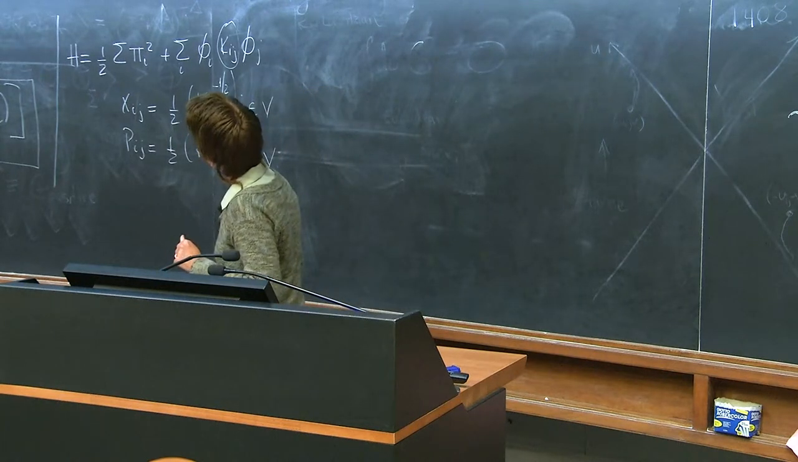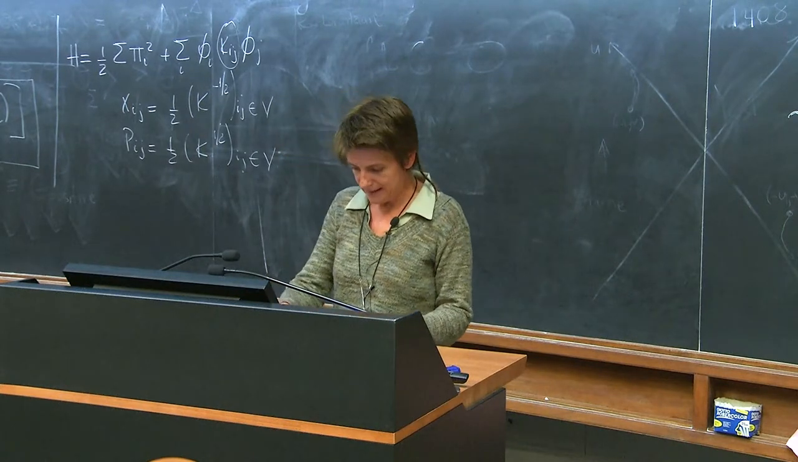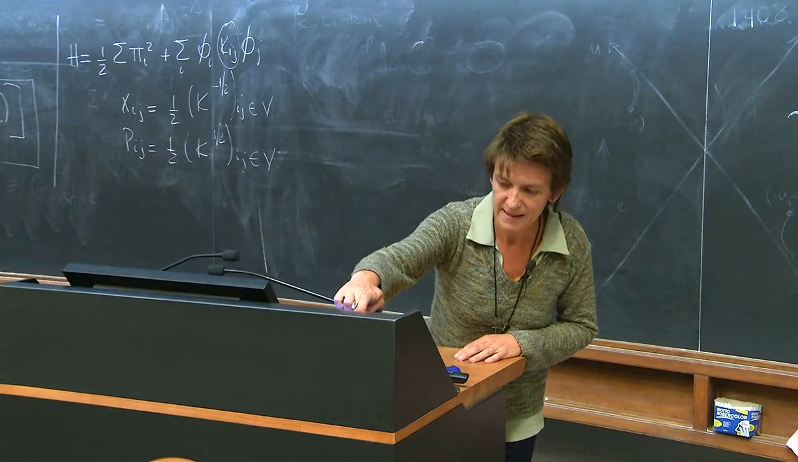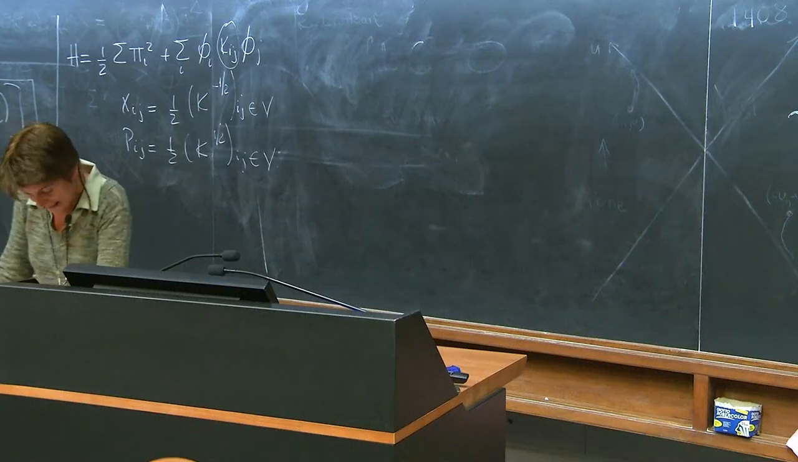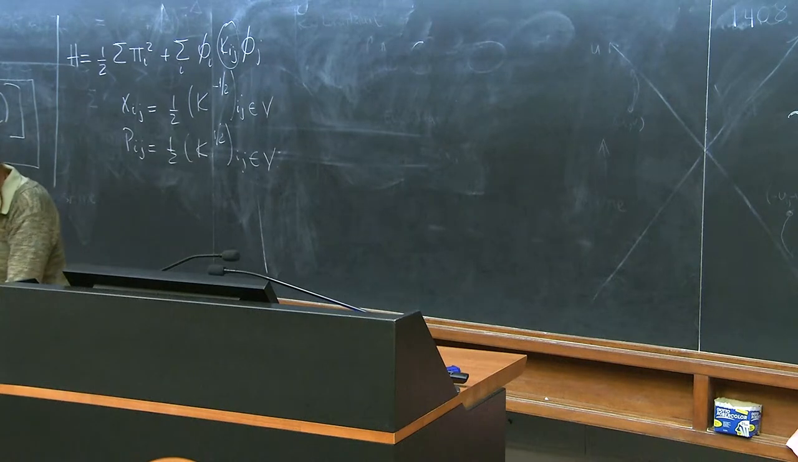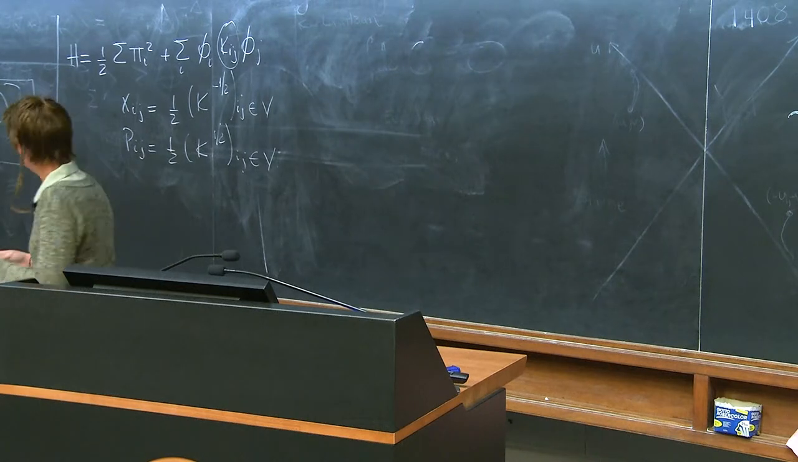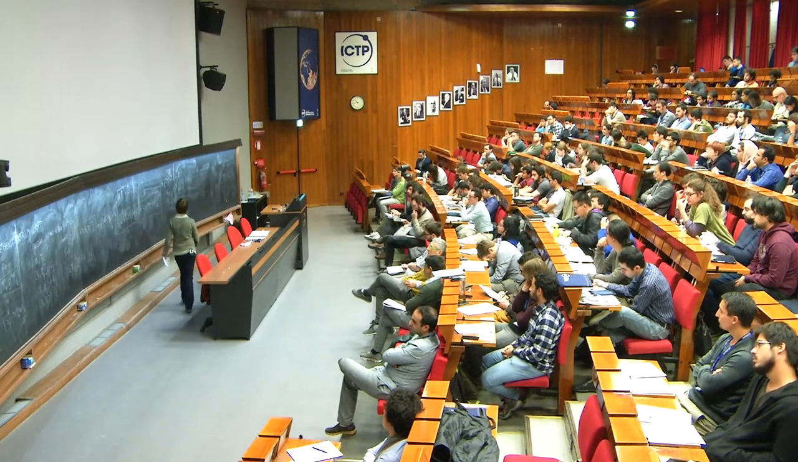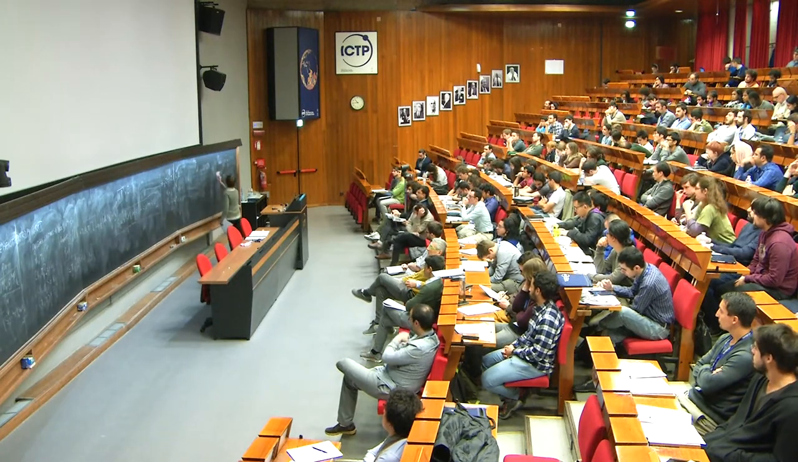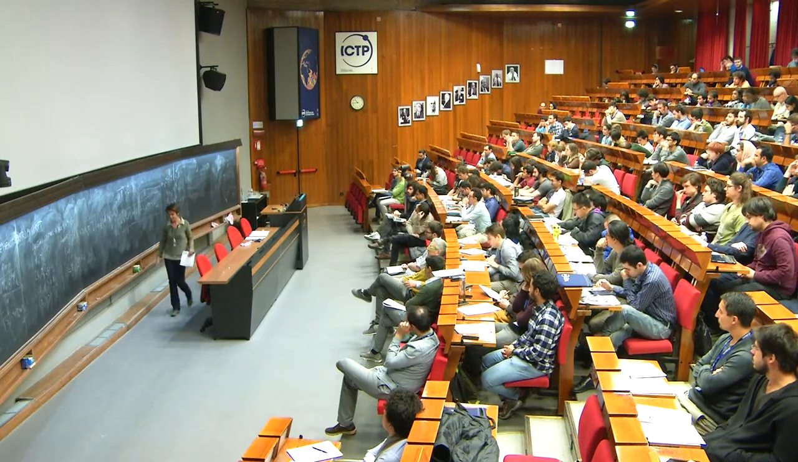So let's see now what happens in the continuum. It's clear that the entanglement entropy, even if it's a very interesting quantity, has problems in the continuum. What we know now is that the entanglement entropy admits an expansion.